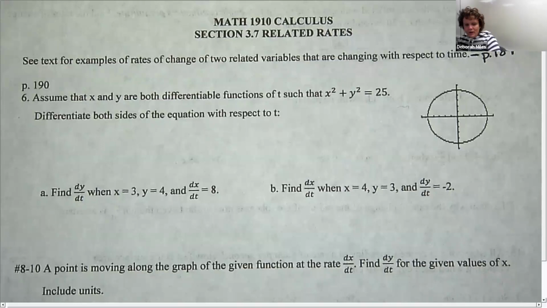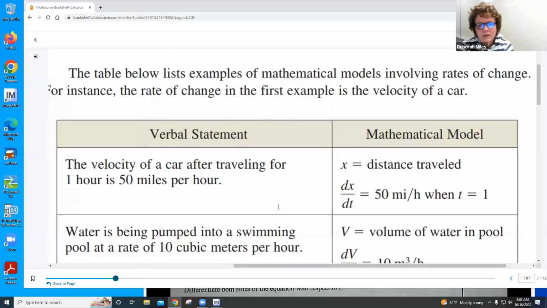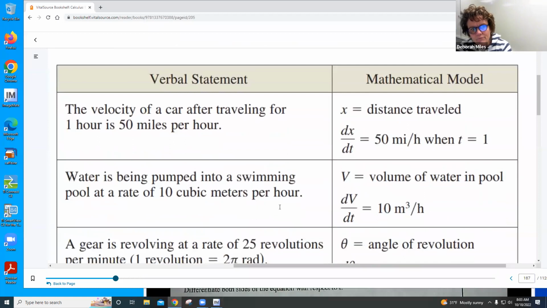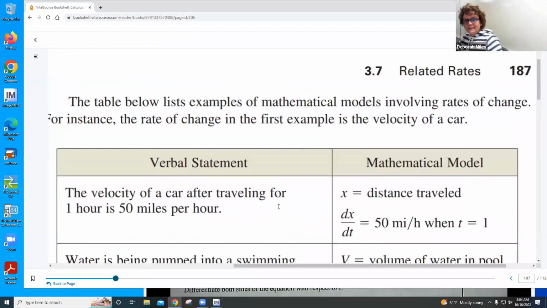On page 187 in the book, you have a chart I like because it gives some examples of quantities that depend on time. It gives you the verbal statement and then how we'll translate it to a mathematical model. We're going to be coming up with an equation of quantities that depend on time and then differentiating with respect to time. We'll have dx over dt or dv over dt.